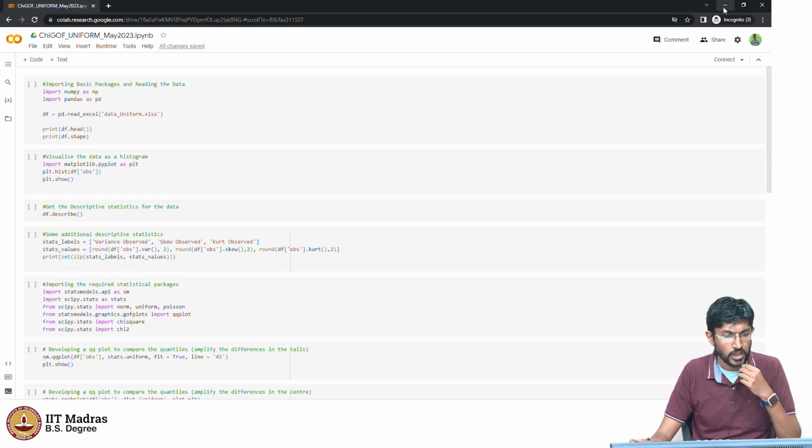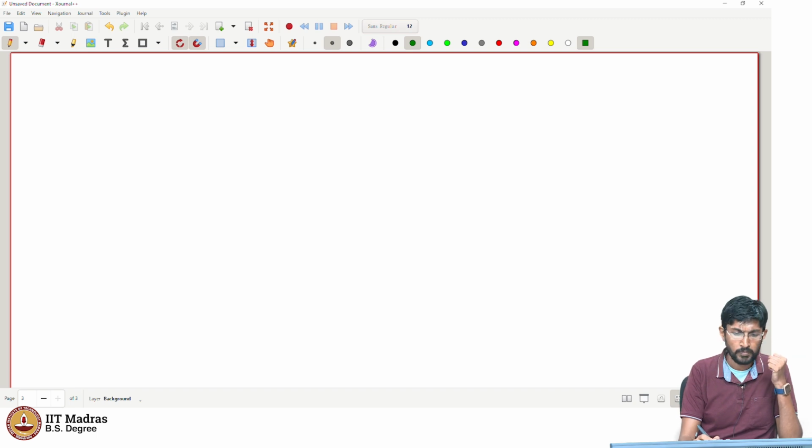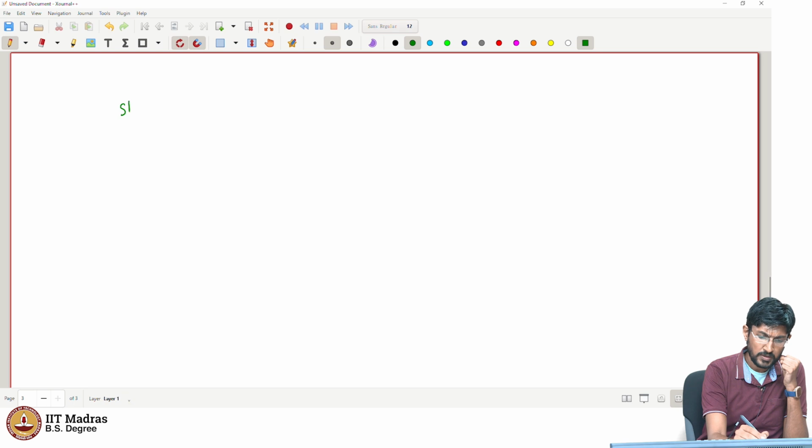Back to this discussion on performing a chi-square goodness of fit test. We are going to be demonstrating this technique in a tool, which is going to be Python. When you perform a chi-square goodness of fit test, we first need to know the steps that you are going to follow. In general, we are going to have these steps.